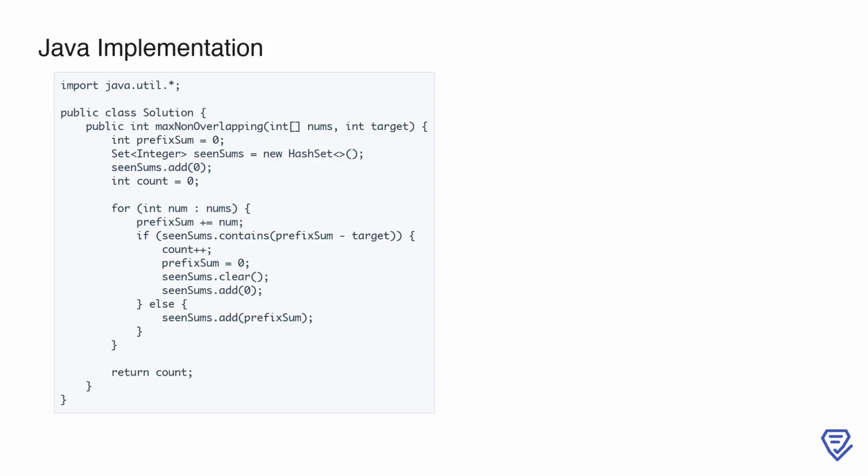The implementation efficiently tracks prefix sums and resets when a valid subarray is found, ensuring non-overlapping subarrays are counted.